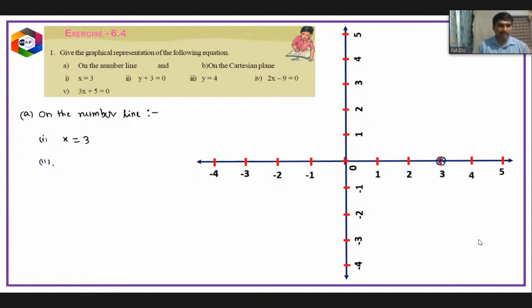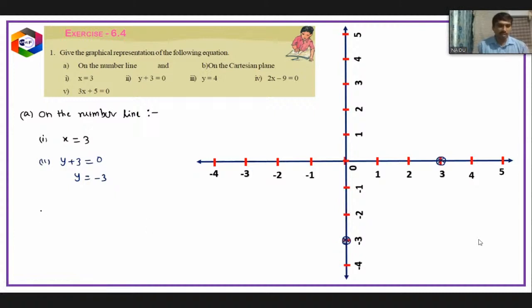Next, second one let us take. So y plus 3 equals to 0. Y plus 3 equal to 0 means y equal to how much? Minus 3. So y equal to minus 3 means on the vertical number line. This is the solution for this, y equal to minus 3. And it has also only one solution.